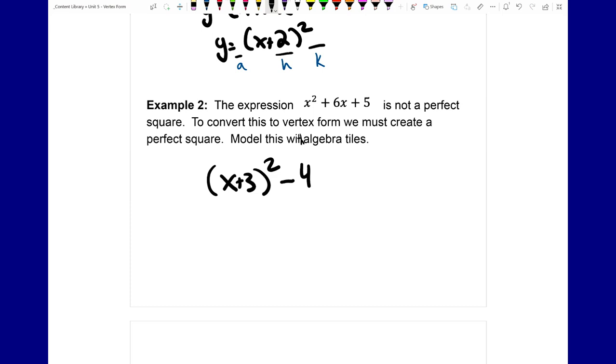pieces, this still looks like a vertex form. Right? If I put y equals, I still have my a value, I have an h, and now I have a k. So even though it doesn't quite make a perfect square, it still gives me a vertex form equation. So we're still going to try to complete the square, and if we don't happen to have a perfect square, then that's fine. Whatever's left over, or kind of the difference, or the extra, will be our k value.